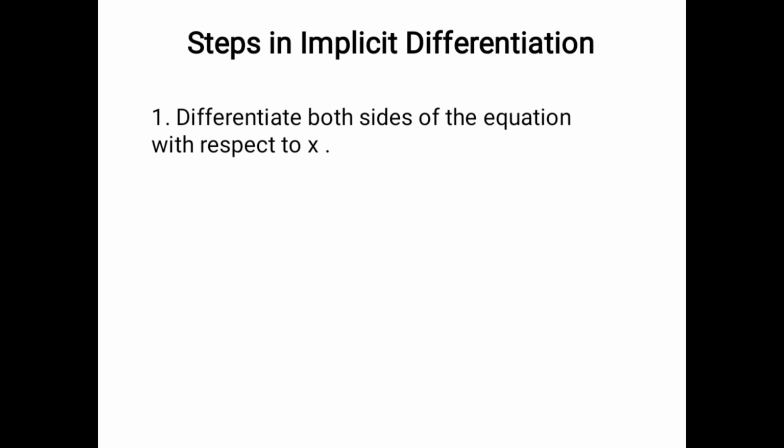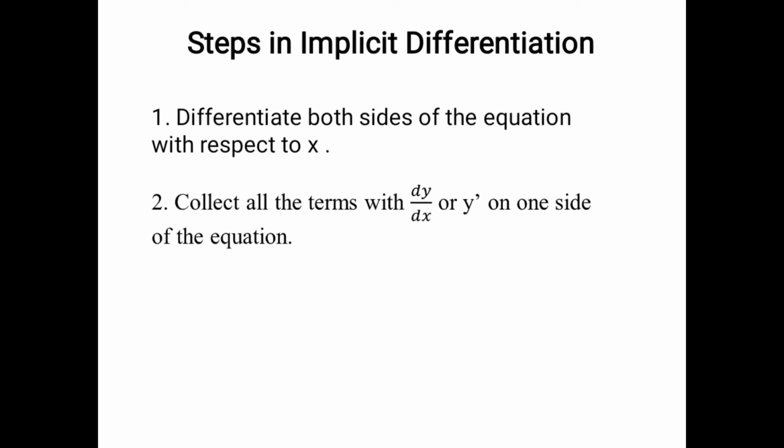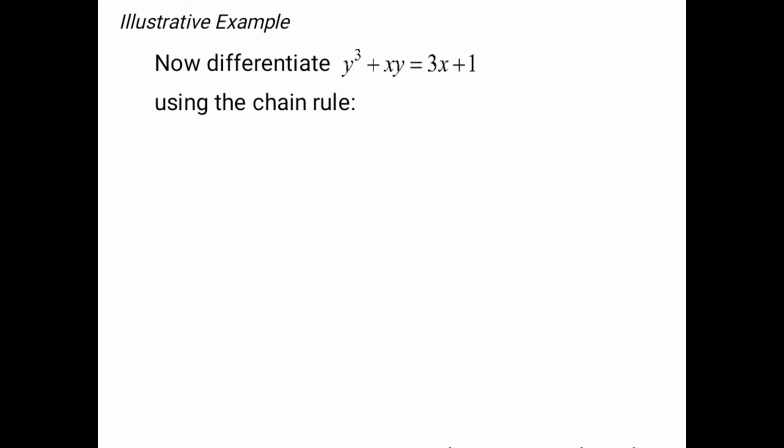So here are the steps in implicit differentiation. First, we differentiate both sides of the equation with respect to x. Second, we collect all the terms with dy over dx or y prime on one side of the equation. Usually we put those dy over dx or y prime terms on the left side of the equation. And last, factor out dy over dx or y prime and solve for it. Let's see the first example here.